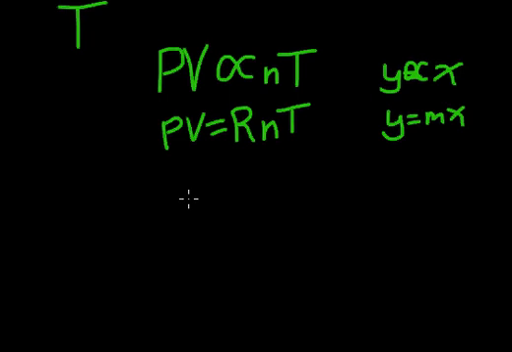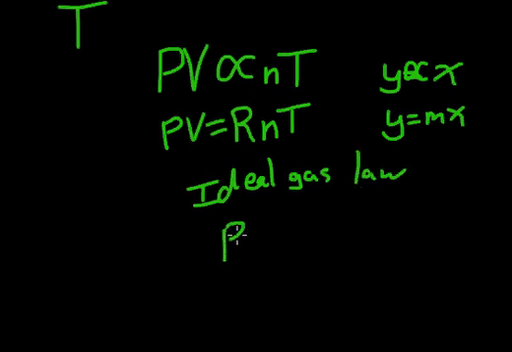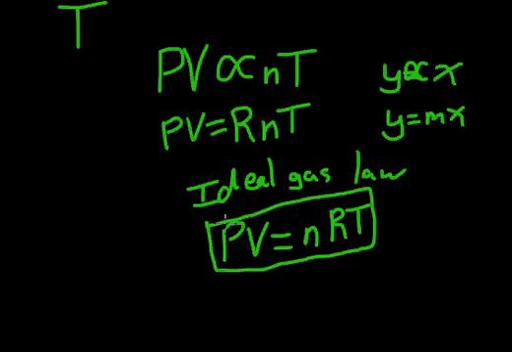And this is called the ideal gas law. It's more commonly written with the R and the n swapped, and so I'm going to go ahead and rewrite it with the R and the n swapped. So PV equals nRT. And this is the ideal gas law.